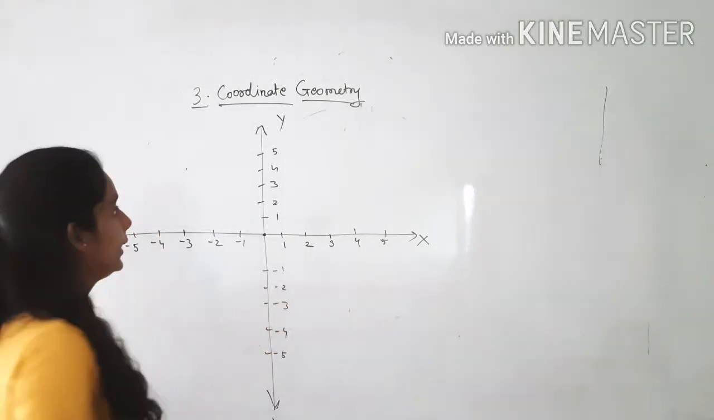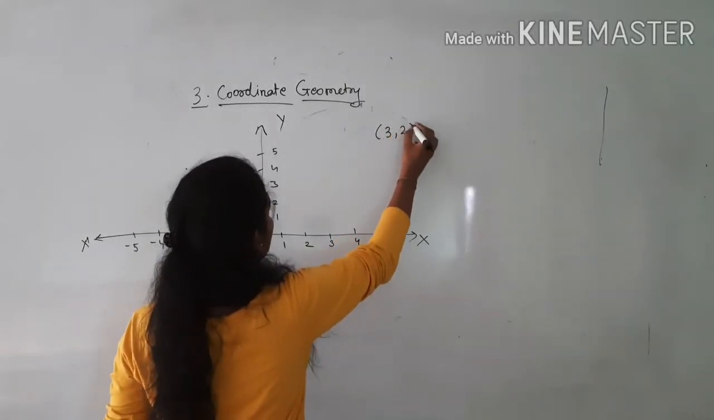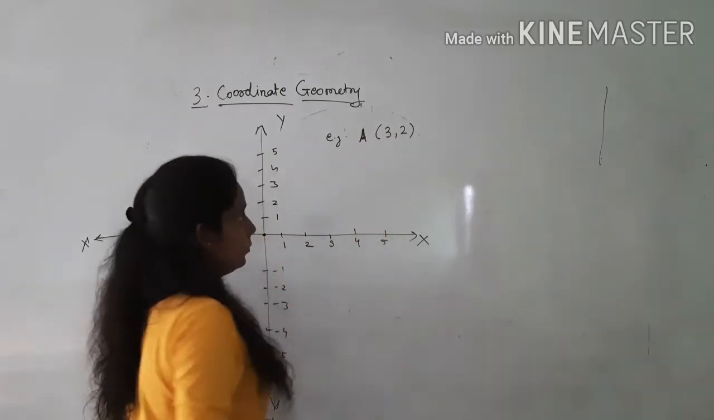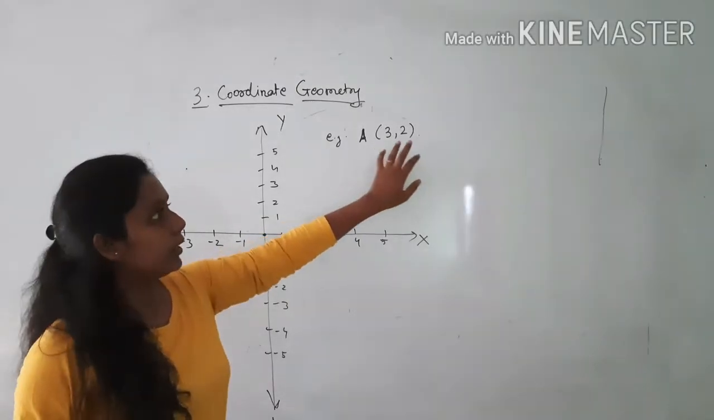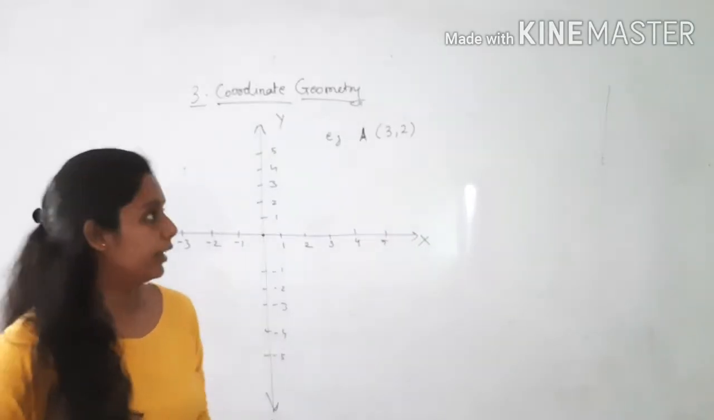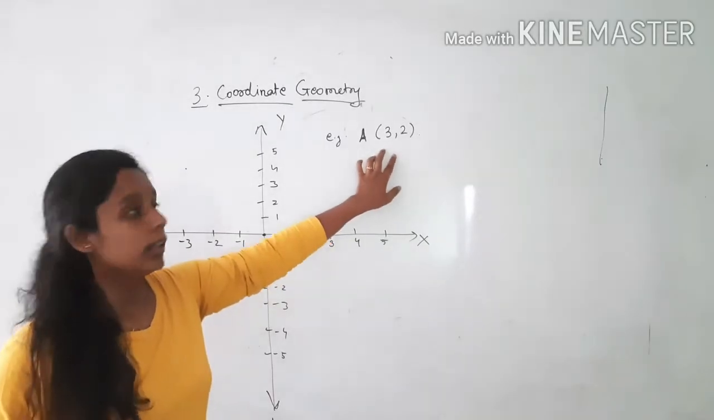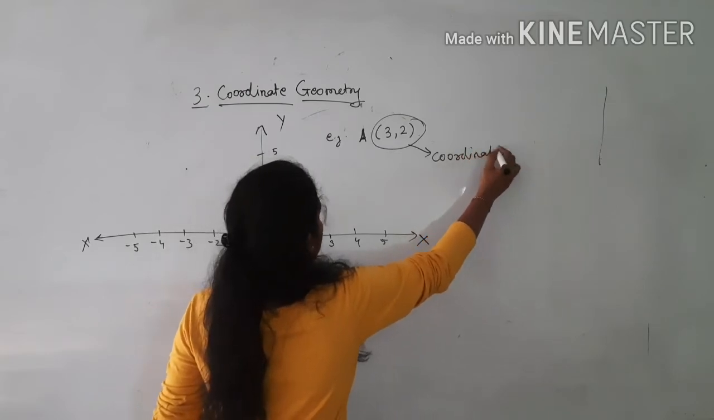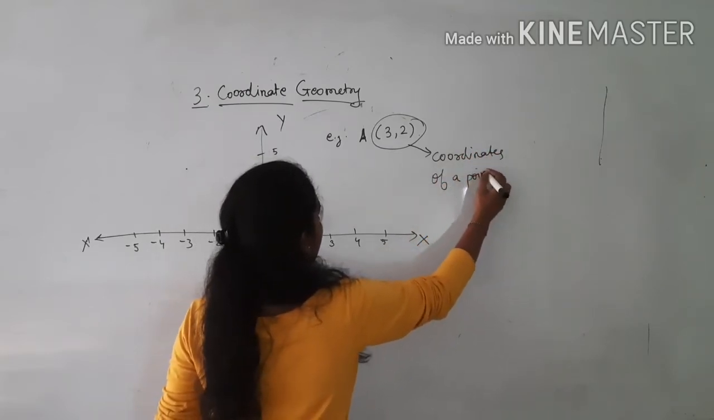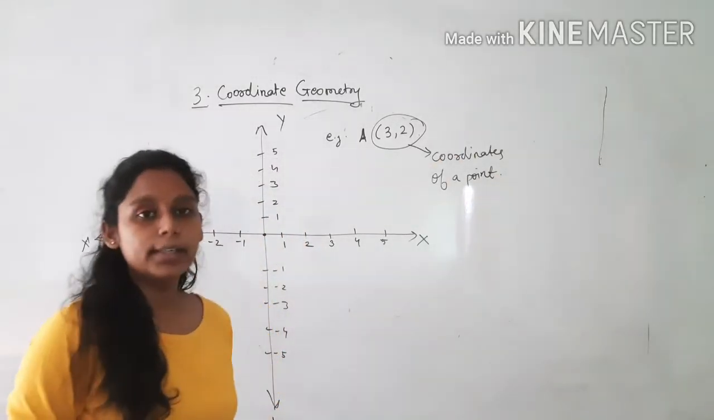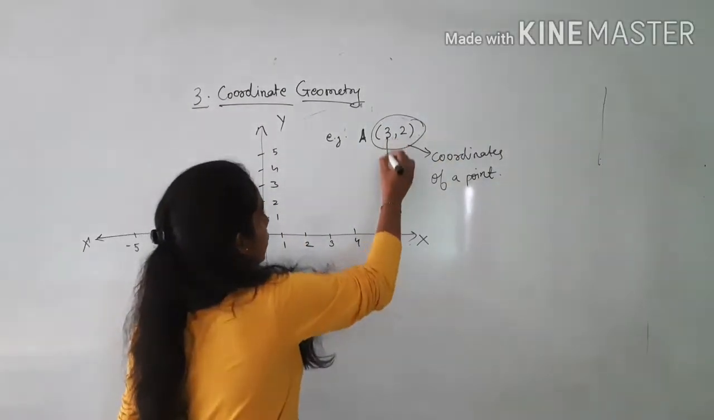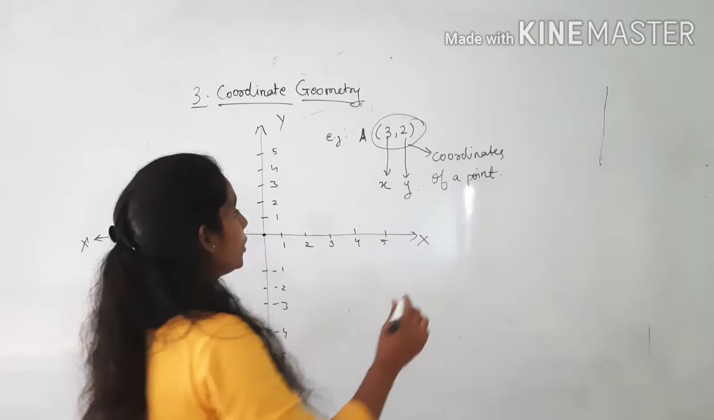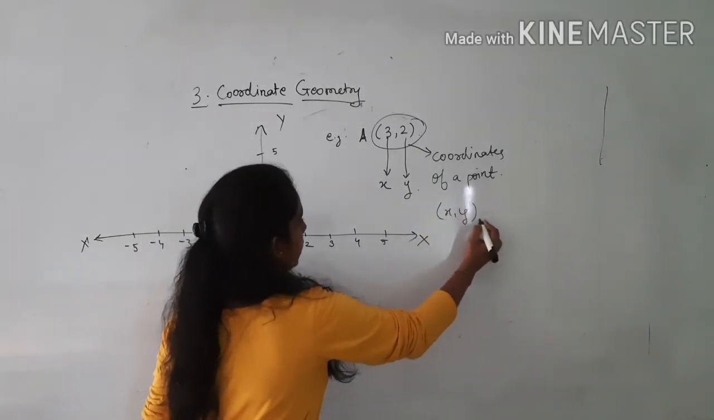Okay students, I shall take an example, that is 3, 2. This is your point. Name it as A. Now tell me, which is the x coordinate and which is the y coordinate in the given point? Whenever we write a point with two numbers, they are called the coordinates. Together they are called the coordinates of a point. While writing the coordinates of a point, the first number is the x coordinate and the second number is the y coordinate. So coordinates of the points are written in the form x comma y.